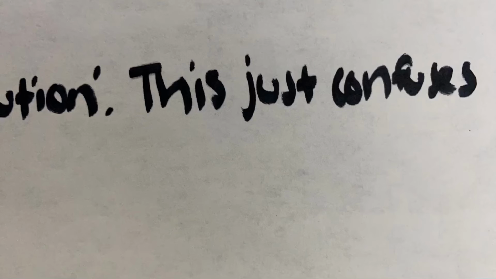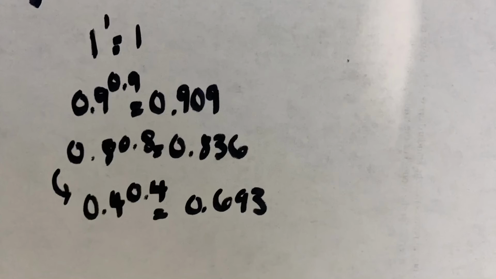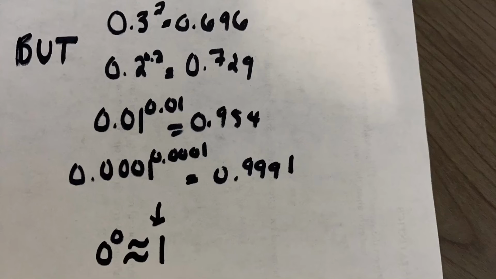Now, 0 to the power 0. Caution, this just confuses everyone. Way 1. Let's list the powers, 1 to 1, 0.9 to 0.9, all the way to 0.4 to 0.4. As we expect, they're all decreasing. But when we turn around, it's 0.3 to 0.3, 0.2, and all the way to 0.001. We almost get 0 to the 0. It's almost equivalent to 1.